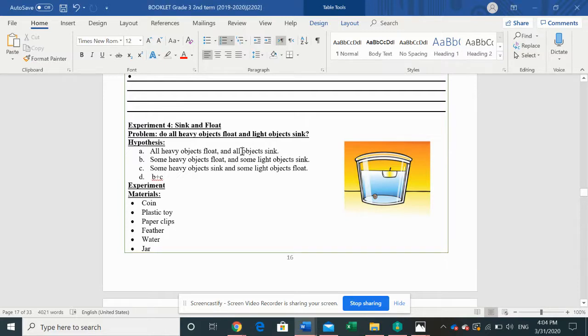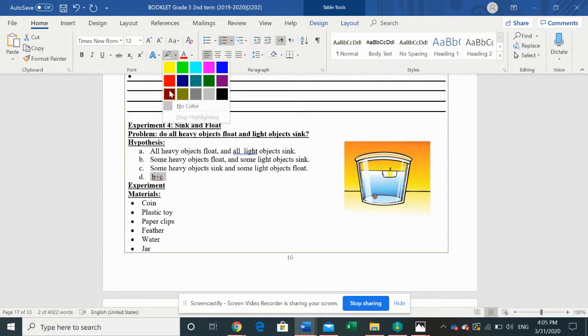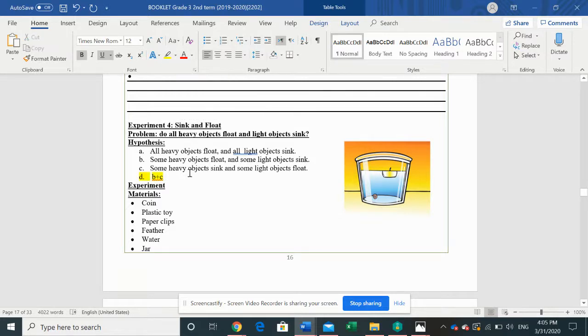Is it correct? Of course, no. Not all the heavy objects will float. Some heavy objects float and some light objects sink. Some heavy objects sink and some light objects float. Or B and C together. Which one is the correct answer? Yes, correct. B and C together, because we have heavy objects that float and heavy objects that also sink, and some light objects sink and some light objects float.